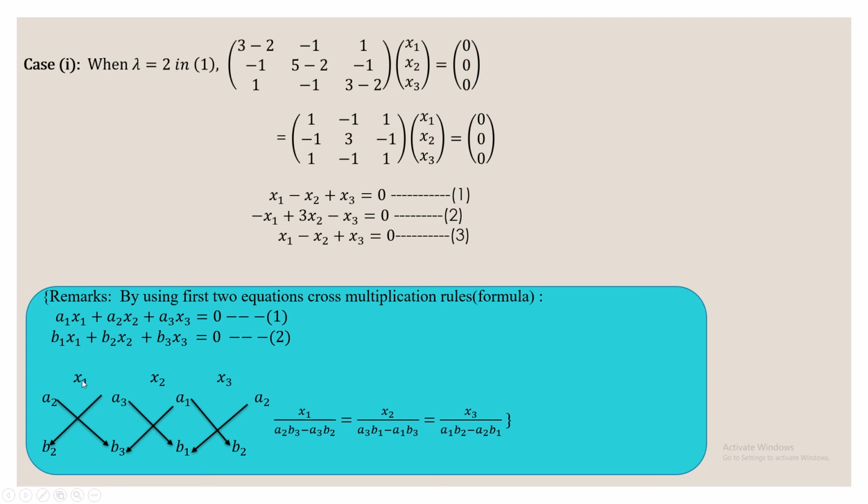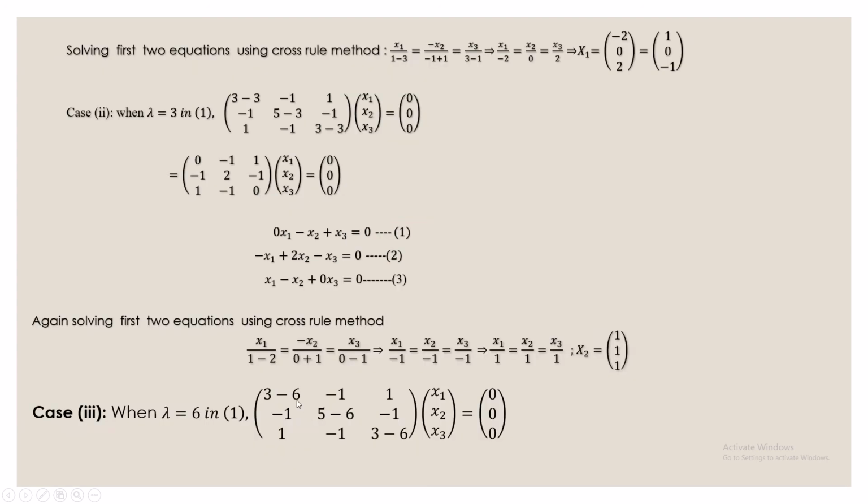I need the x1 value now. First you write the x2 and x3 leading coefficients, and in the middle you write x1. After that, I don't need the x2 value, so leaving the x2 value, you write a1 a2 leading coefficients, b1 b2 leading coefficients of x1 x2. Then in the middle you write x1, this middle x2, this middle x3.